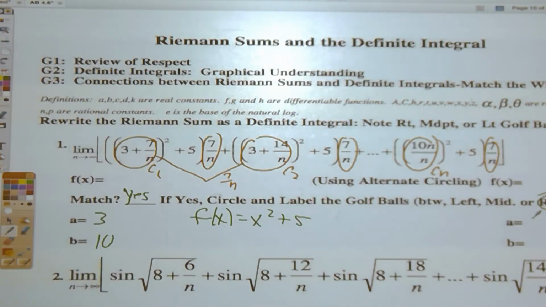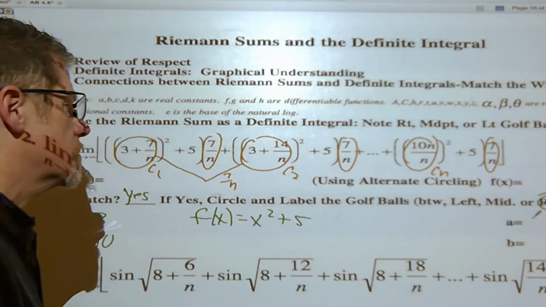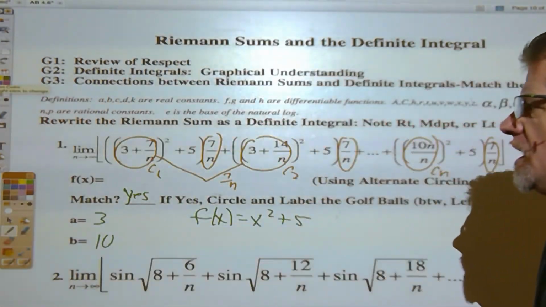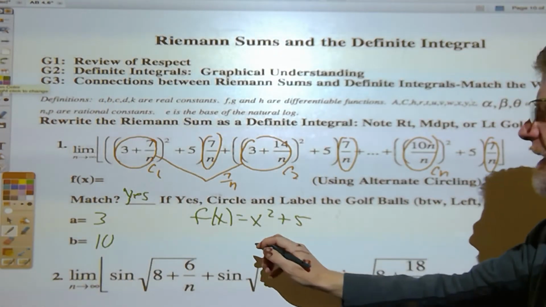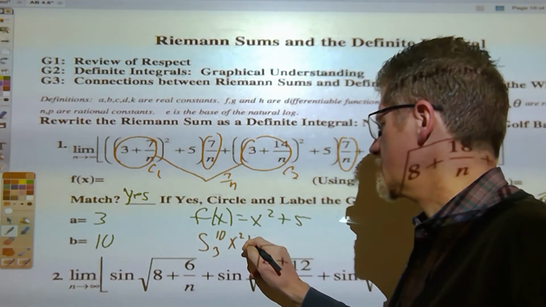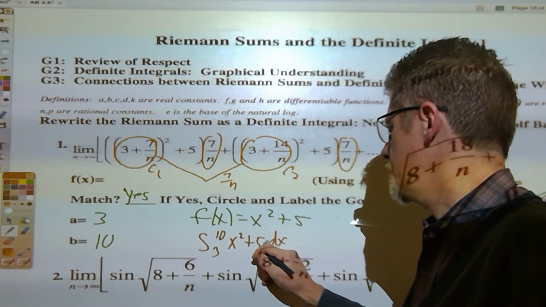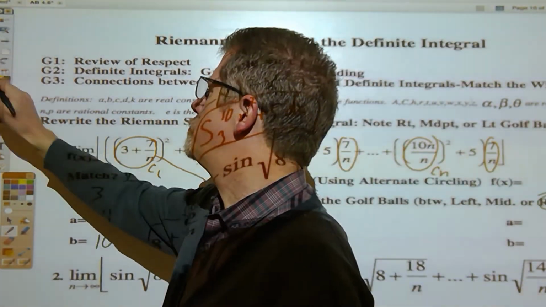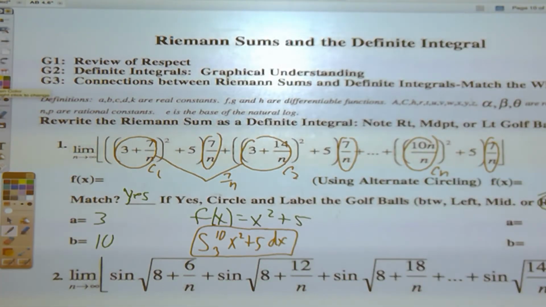So, using the orange circling, the definite integral for problem 1 is the definite integral from 3 to 10 of x squared plus 5 dx. That's using the orange circling. Now, we're going to look at some blue circling. The orange circling is not the only way to do it.